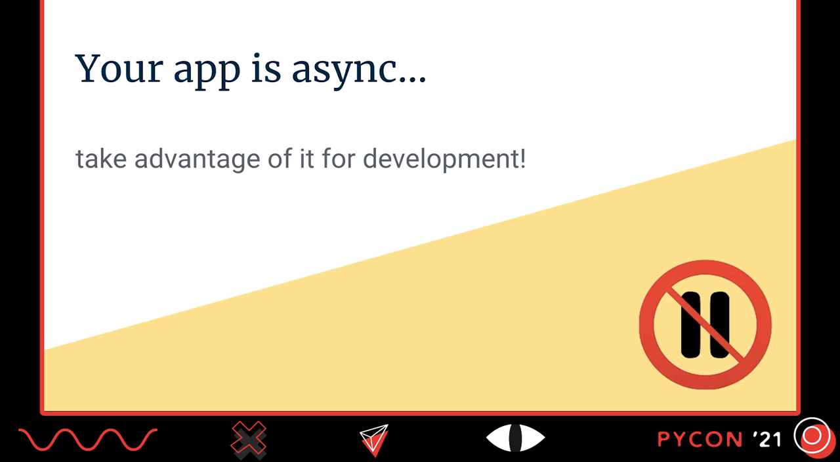Async in the context of Python means we're using cooperative multitasking, and typically there's only one OS thread, and you're being careful not to block that thread for any length of time. So let's dive into the land of no pausing.